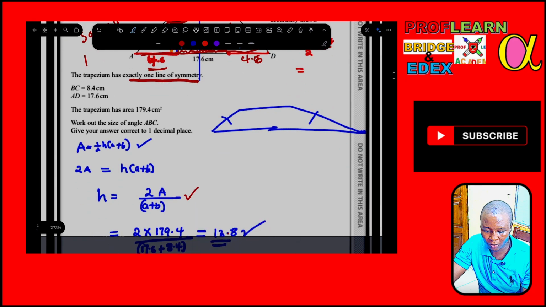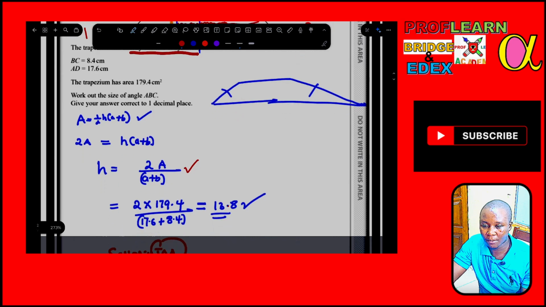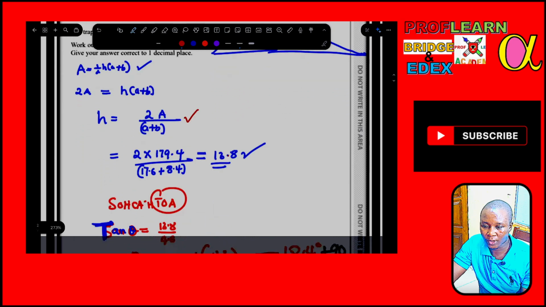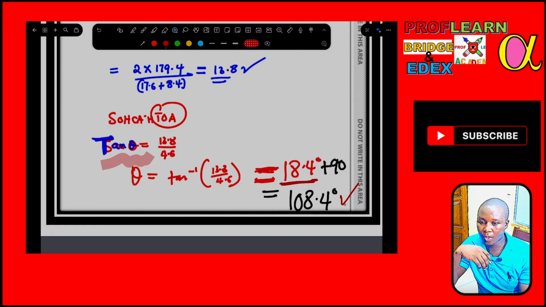The most important part here was to remember the formula for the area of a trapezium, and also the use of SOHCAHTOA, which became very critical and very important for us to work it out.